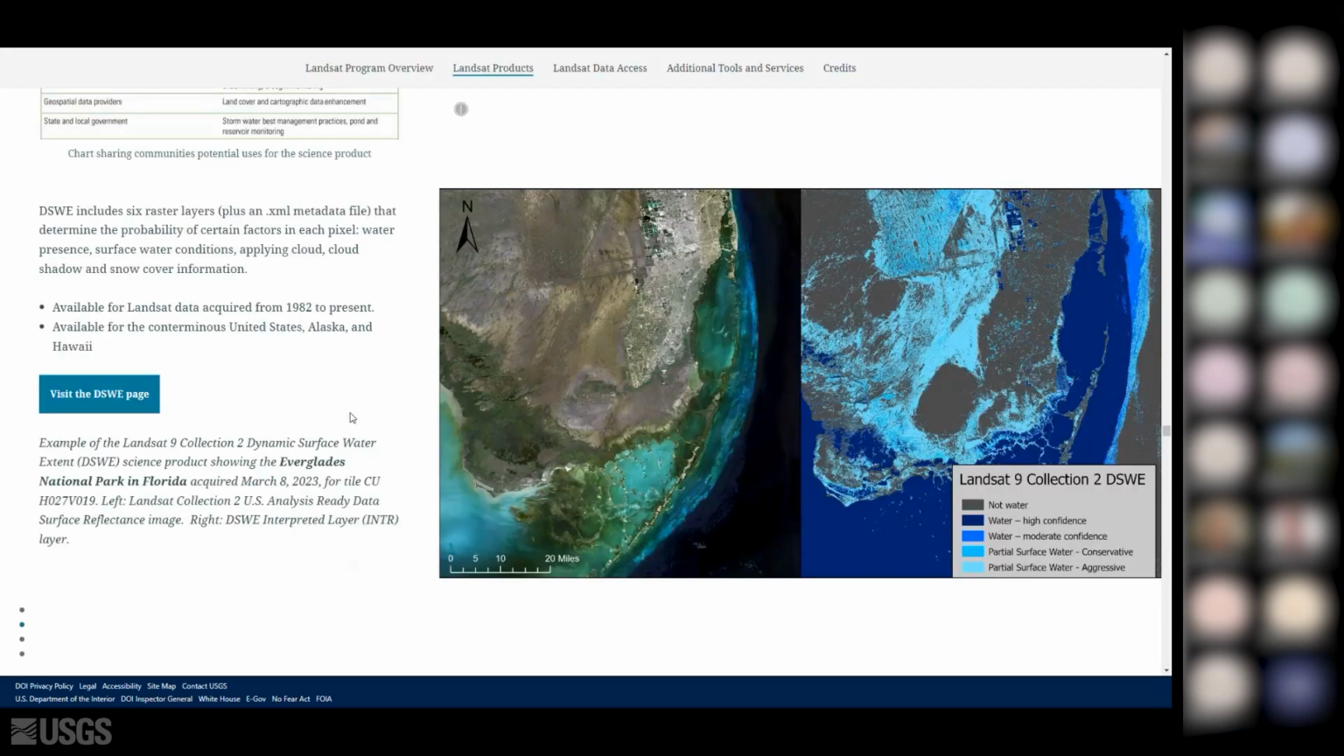So the DSWE includes 6 different raster layers that determine the probability of certain factors in each pixel. So water presence, surface water conditions, and you can apply cloud and cloud shadow and snow cover information as well. This is available for the conterminous US, Alaska, and Hawaii from 1982 to the present.